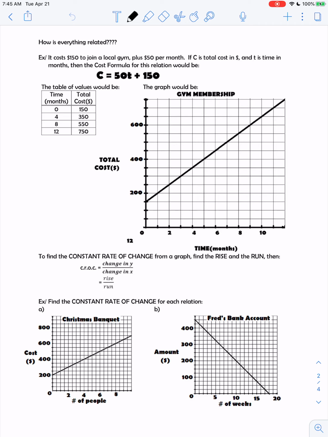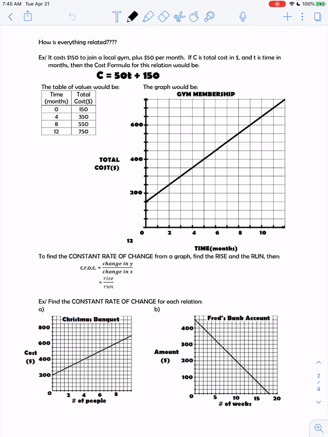So it costs $150 to join a local gym plus $50 per month. If C is the total cost in dollars and T is time in months, then the cost formula for this relation would be 50T plus 150. Okay, so we've got the 150 here that you have to pay, and then it's $50 per month after that.